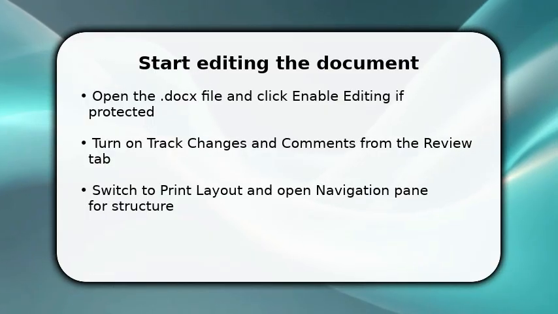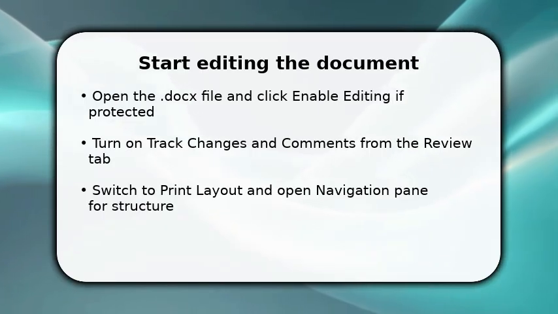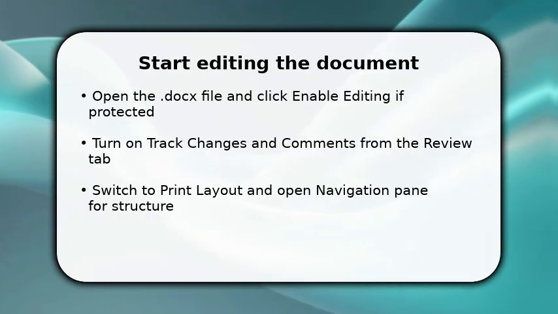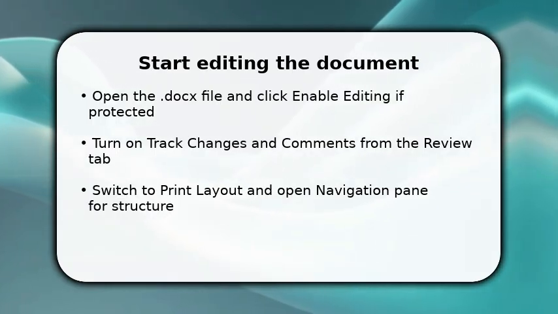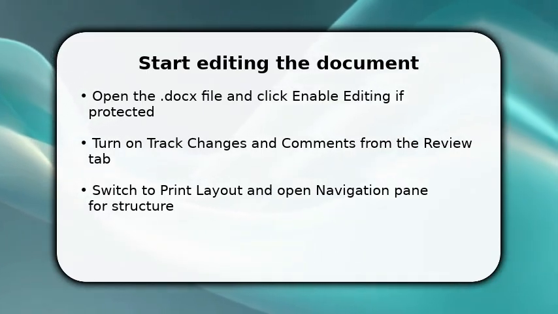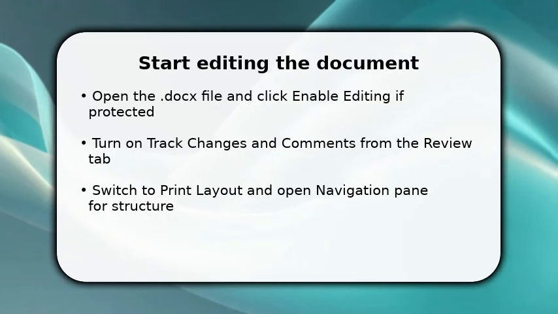You begin by opening the Word file and enabling editing so changes save cleanly. Enable track changes and comments in review. This records edits and lets collaborators see intent. Once done, switch to print layout and open the navigation pane to jump between headings quickly.